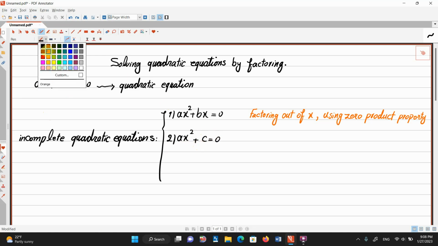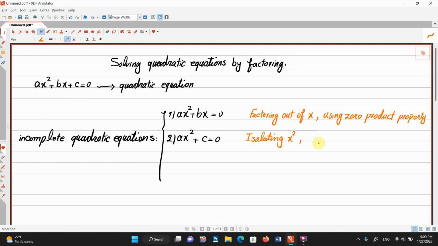I'm going to say the best way to solve this type of equations is isolating x squared and then taking the square root from both sides.